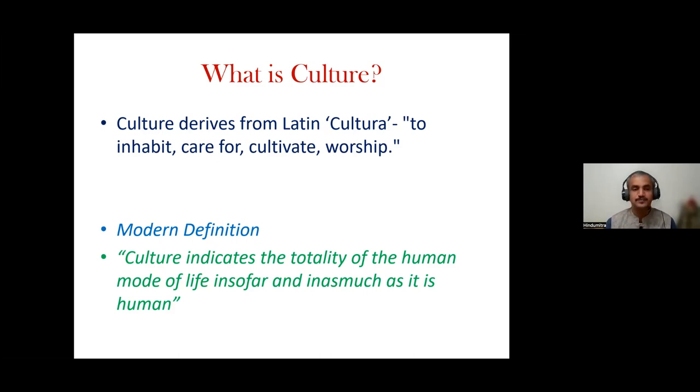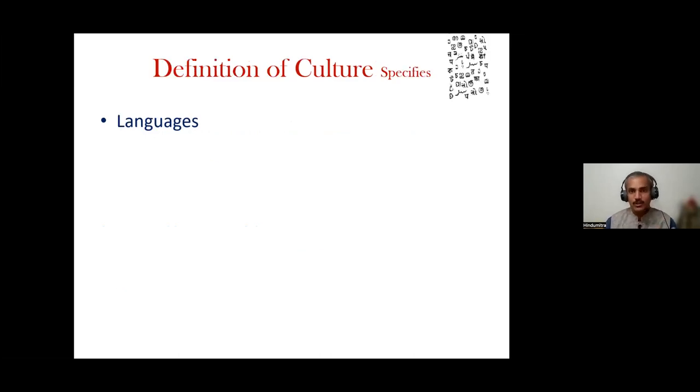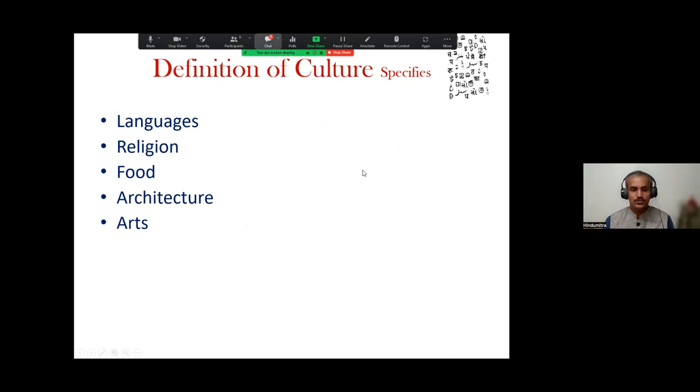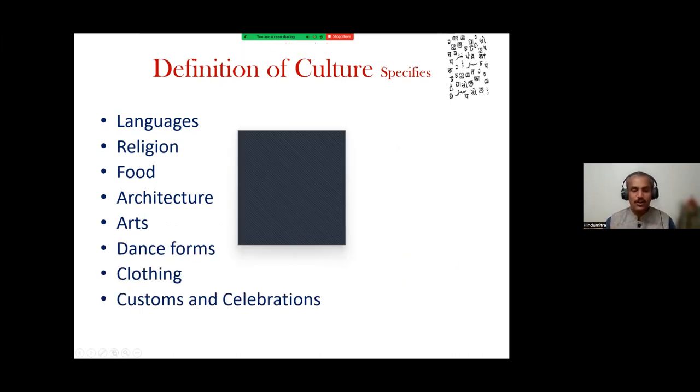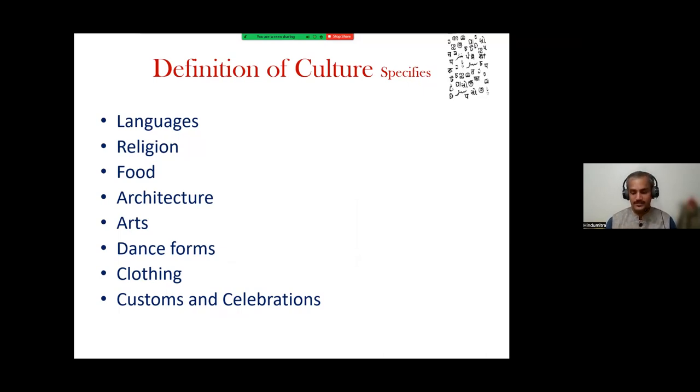For example, generally when we use the term culture, we tend to link the word culture with the language of specific people, the religion of specific people, food habits of certain people, architecture of their homes or their places of worship, their arts, and so on, their dance forms, the clothing they wear, and customs and celebrations they do. So this is how we loosely use the word culture.